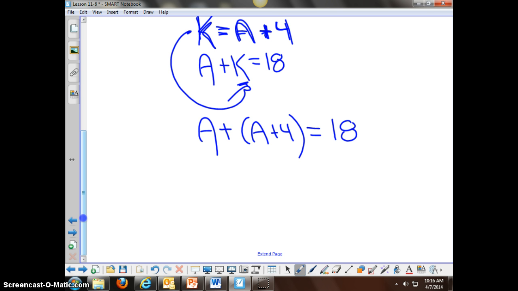You guys cool with that step? Yep. Okay, Amin? Combine like terms. And you get? 2A plus 4. Be careful now. I've seen people multiply these together. They're not multiplying, they're adding. So you got 1A plus 1A is 2A. So 2A plus 4 equals 18.